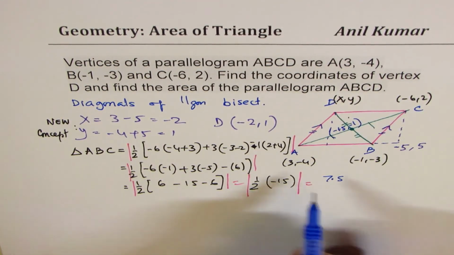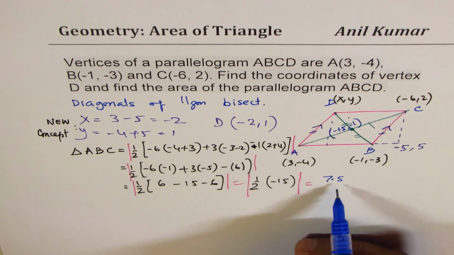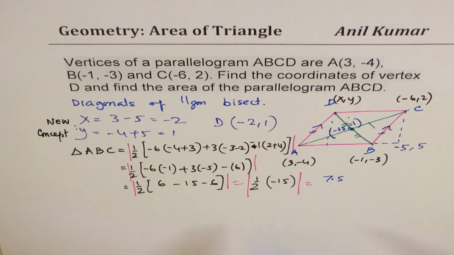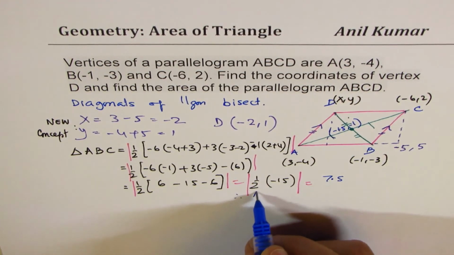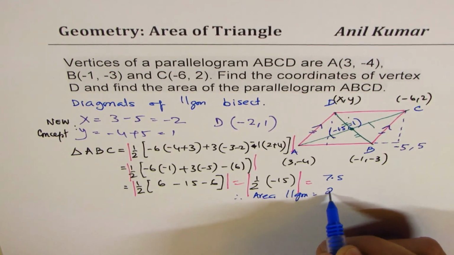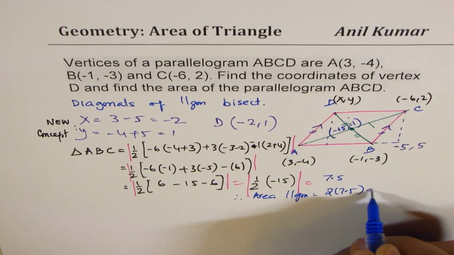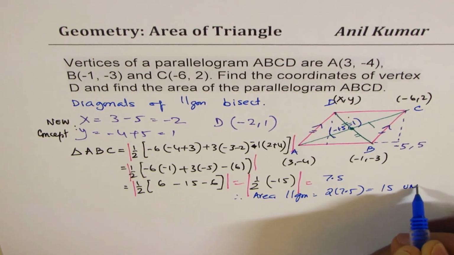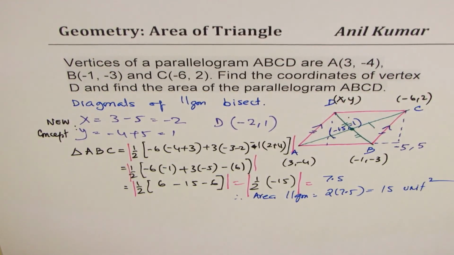So what is the area of the whole thing? It is twice this time. Is it okay? So the area of parallelogram will be 2 times 7.5. So it is 15 units square. Perfect. Or you can do it twice and get the same result.